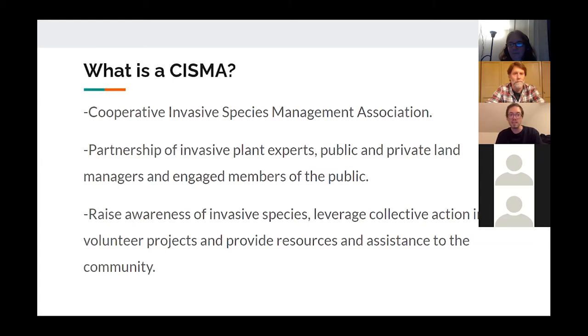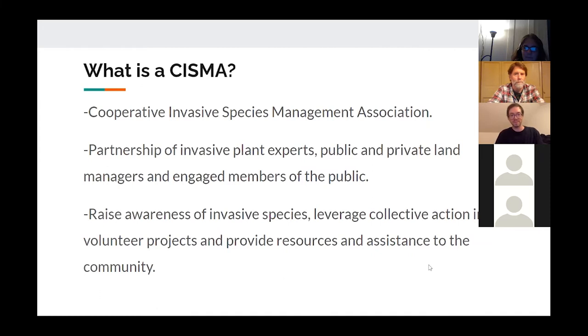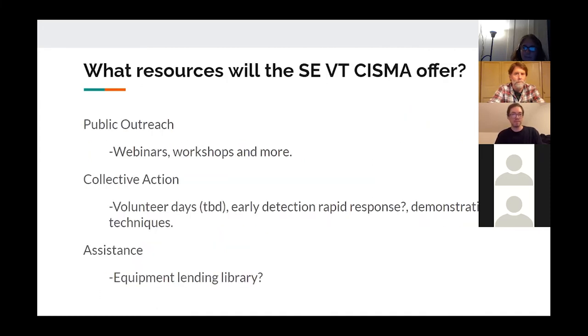Our purpose as the Southeast Vermont SISMA is hopefully to raise awareness of invasive species in our landscape, leverage collective action and volunteer projects, and provide resources and assistance to the community, and that includes you all. And we define community pretty broadly, but we're most excited about working in the Southeast Vermont region. I think we're ready for the next slide. And so what resources will we be offering?